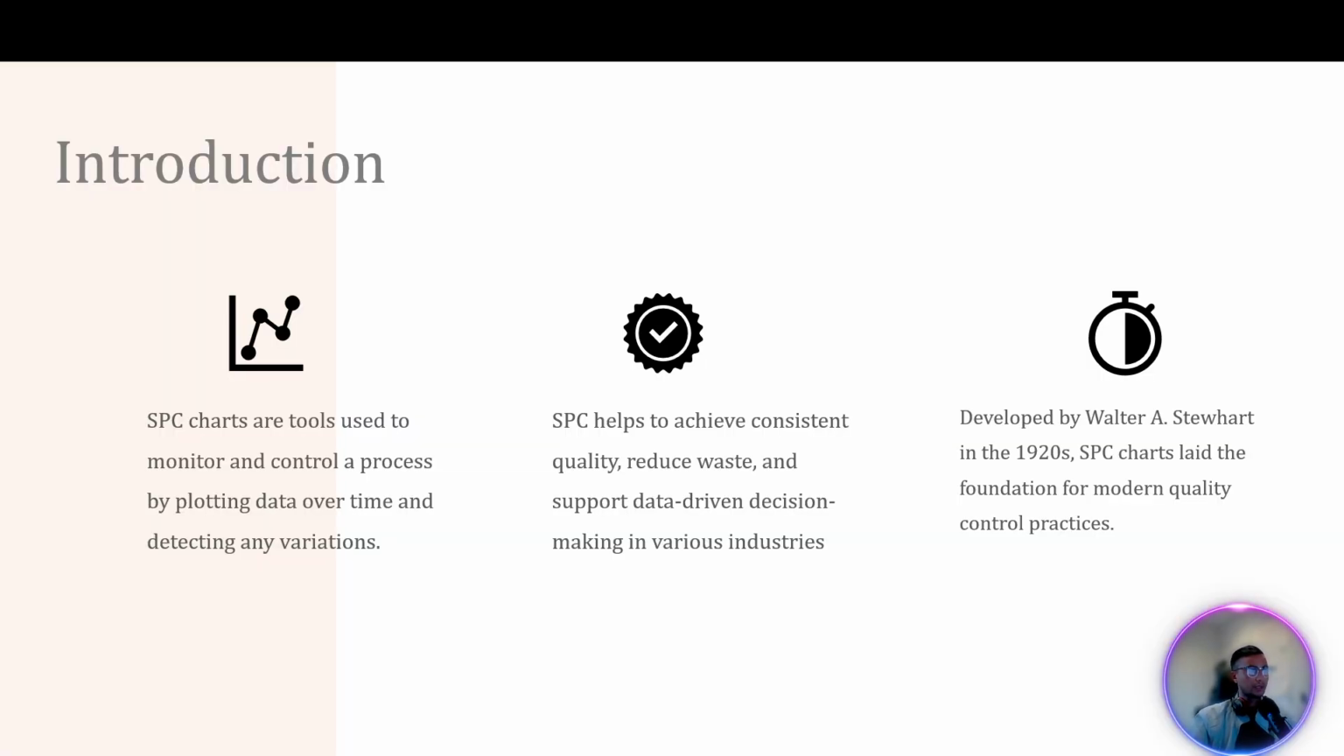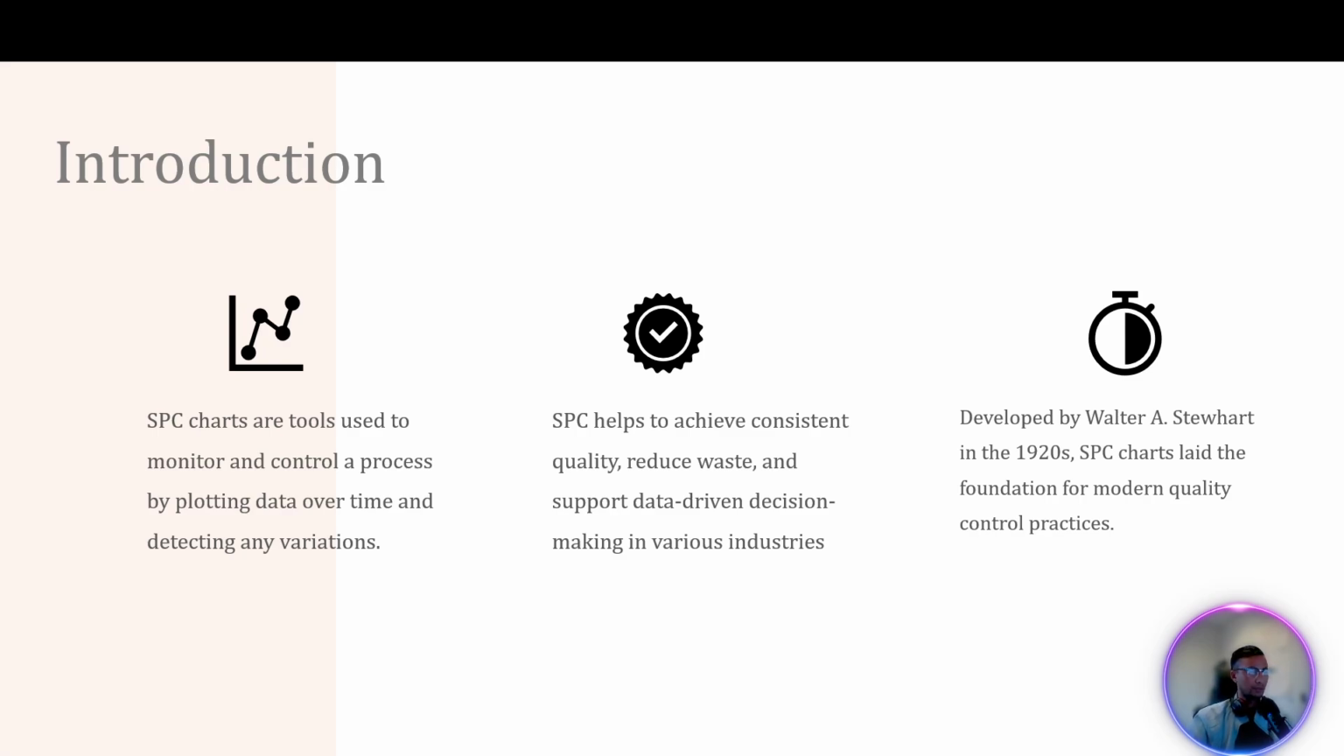So basically this SPC chart was founded in the 1920s by Walter A. Shewhart, and since then it has been widely used by various companies. This chart helps to monitor and control a process by plotting data over time and detecting any variations. How does it work? We have the data set, we have the data points, and they go through fluctuations and different trends.